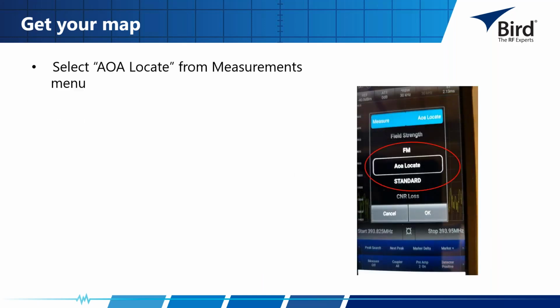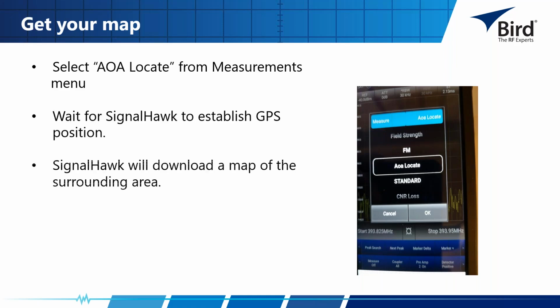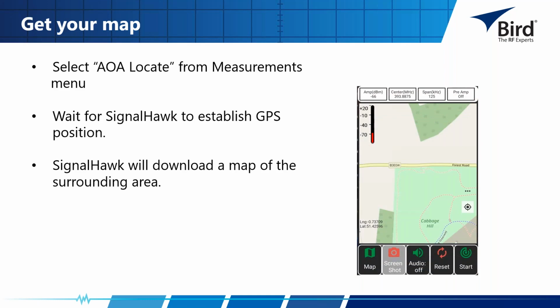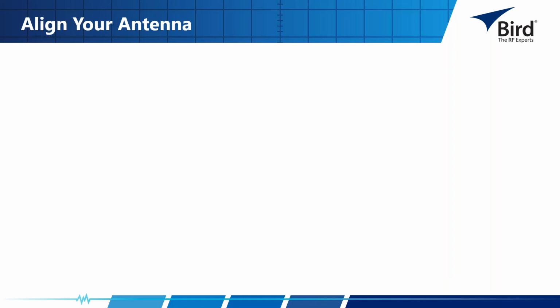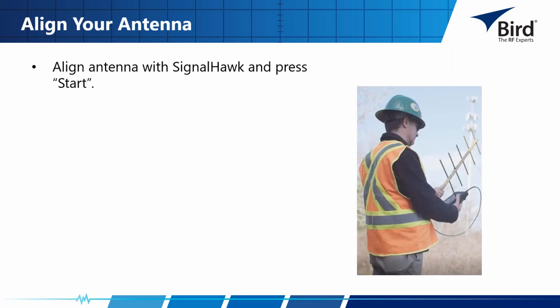Then you want to get your map. To get that, select AOA Locate from the Measurements menu. Wait for the SignalHawk to establish GPS position. And then the SignalHawk will download a map of the surrounding area. Align your antenna with the SignalHawk and press Start.